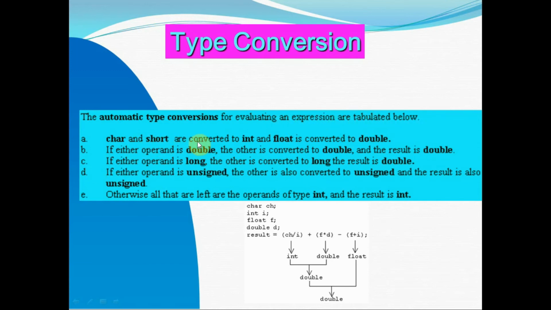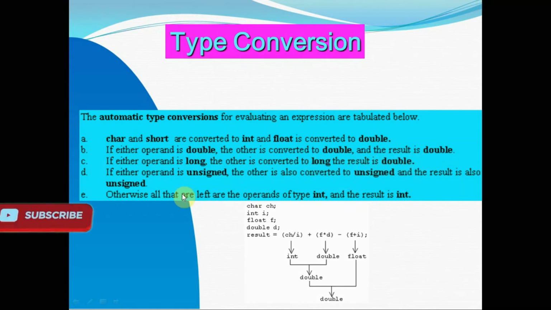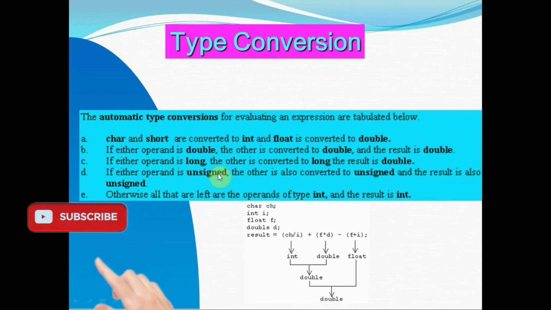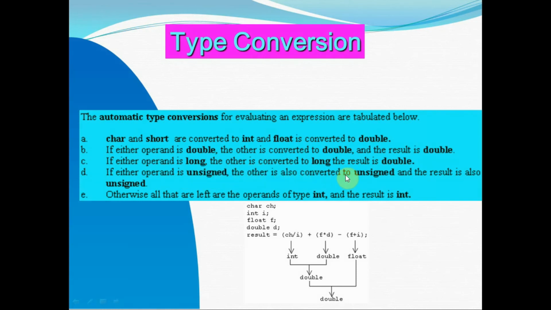So char and short are converted to int and float is converted to double. If either operand is double, the other is converted to double and the result is double. If either operand is long, the other is converted to long, and the result is long. If either operand is unsigned, the other is converted to unsigned and the result is also unsigned. Otherwise, all that are left are operands of type int, and the result is integer.